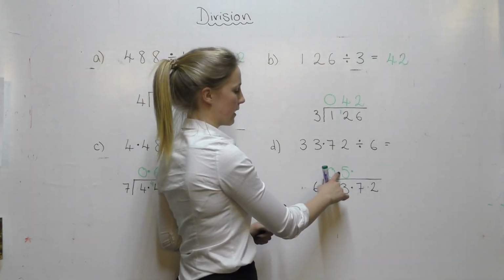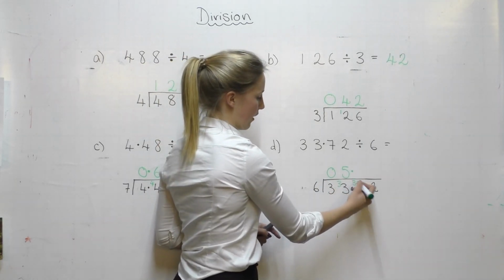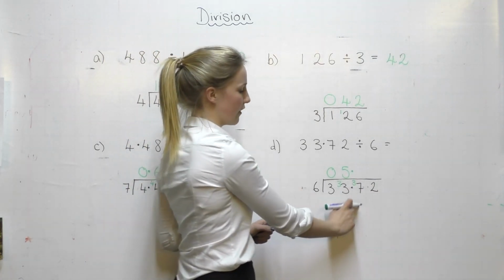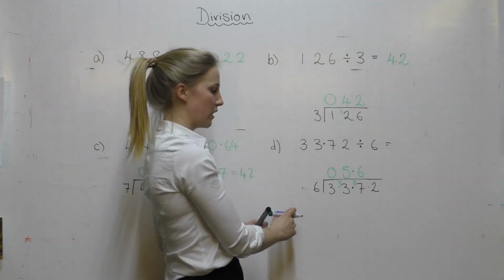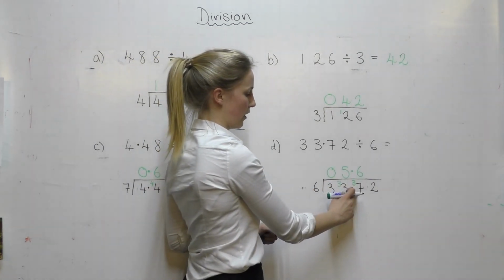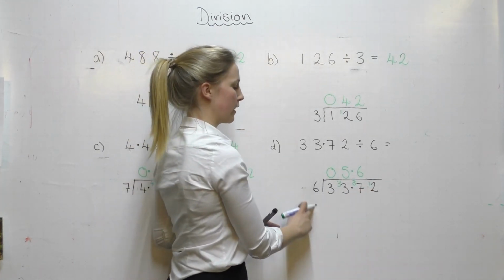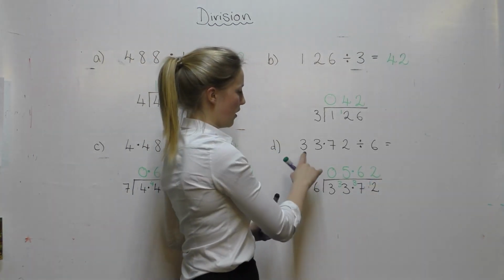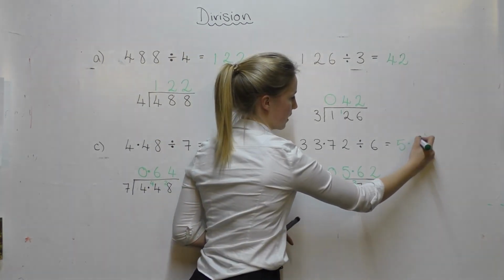Now 5 lots of 6 gives me my 30, but I have 33, so I have to carry another 3 forward. I then think, how many lots of 6 fit into 37? So 6 lots of 6 give me an answer of 36. So 6 lots of 6 fits into the number 37 with 1 left over. Finally, I think how many 6s fit into 12, and that answer is 2. So 33.72 divided by 6 is 5.62.